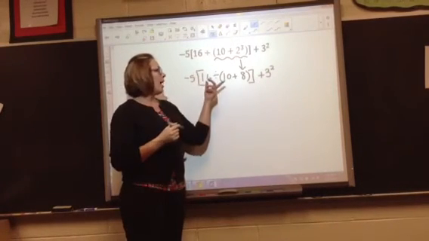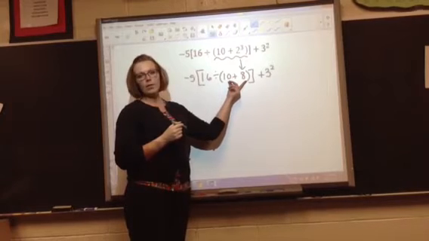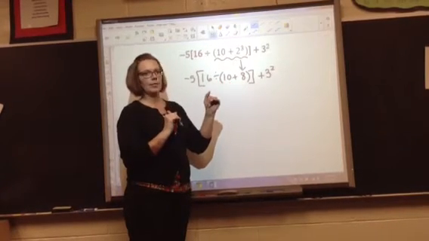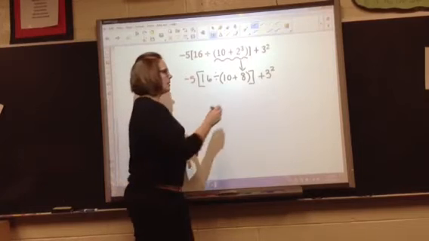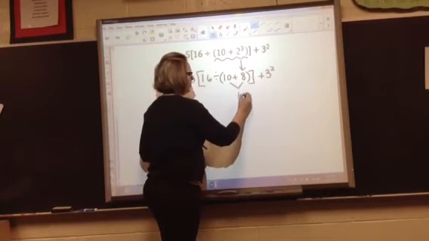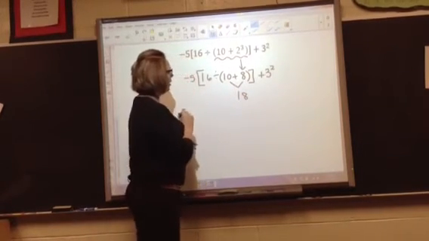Okay, so now I can do what's inside this first parenthesis, or this nested parenthesis, and I have 10 plus 8, which is 18. And then again, I'm going to rewrite the problem.